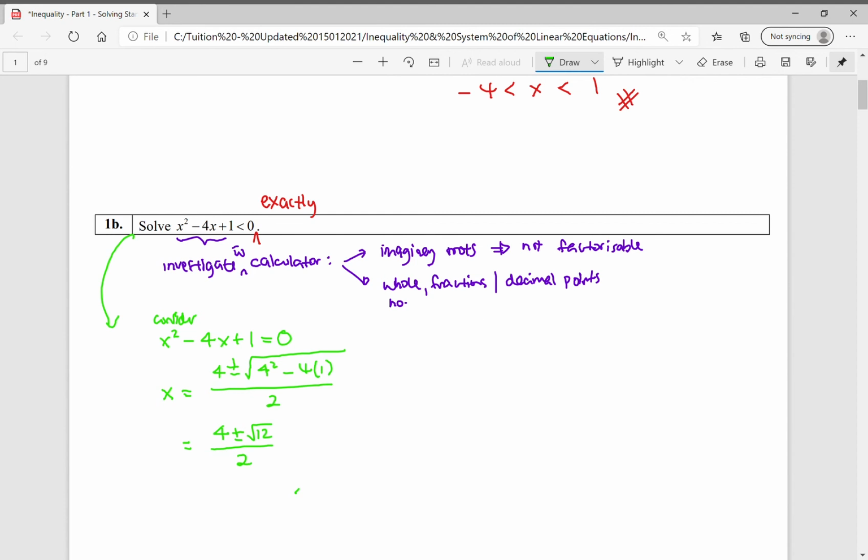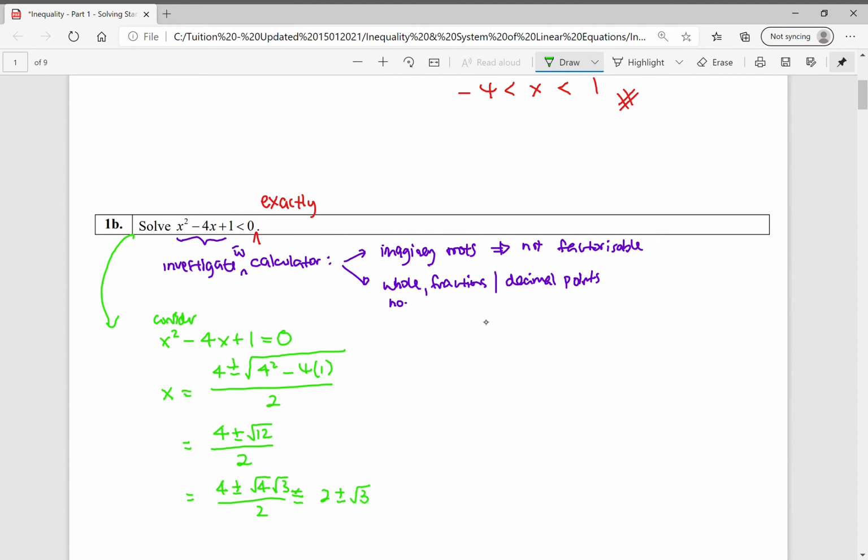Of course, root 12 is something that you can simplify further by using a bit of rules of indices: root 4 multiplied by root 3. And you actually get two very nice roots, 2 plus minus root 3. So these are the two exact roots.